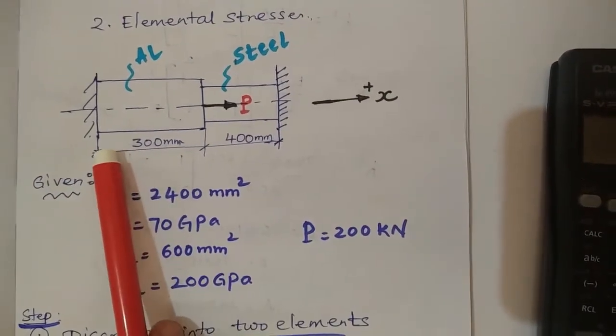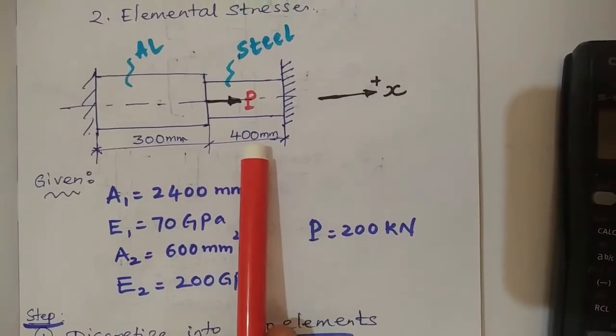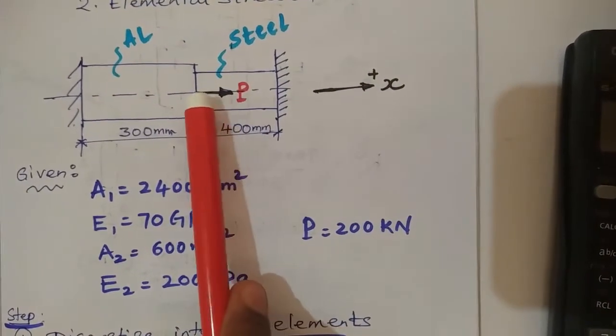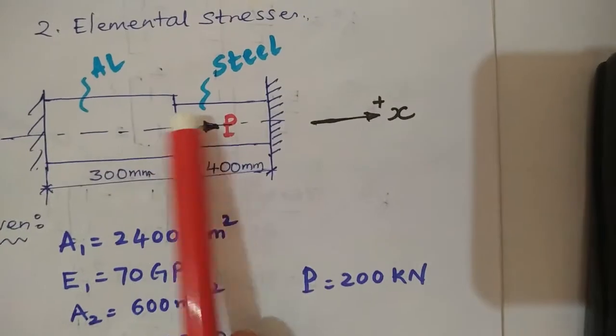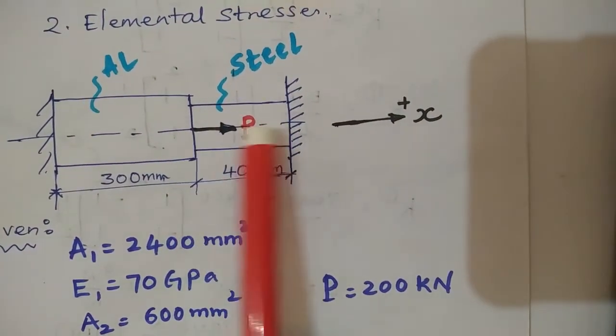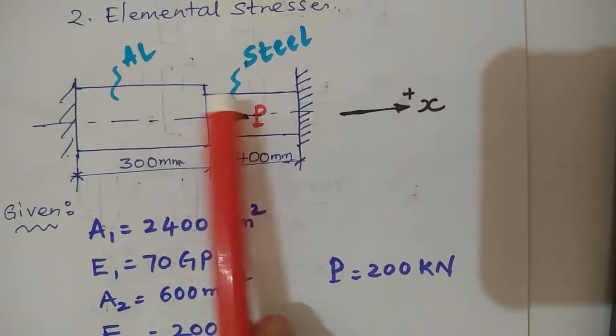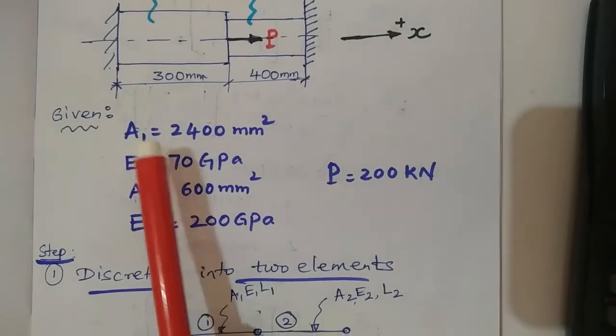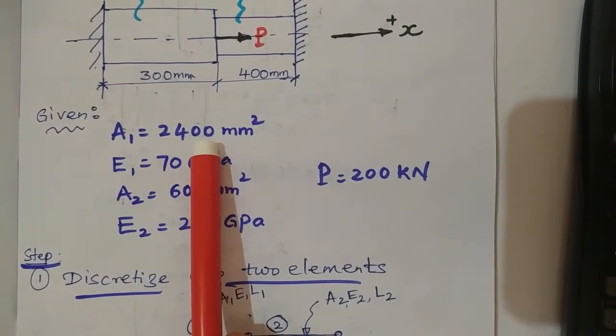Okay. Now this particular length is 300 mm. This is 400 mm. Okay. The P, the load, is applied at the juncture of these two materials. There is a stepped cross section. You have a sudden change in the cross section. The area of individual sections are given here. A1 is 2400 mm square.